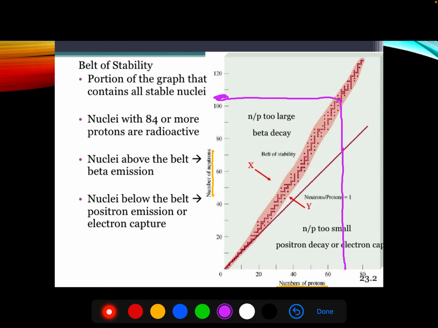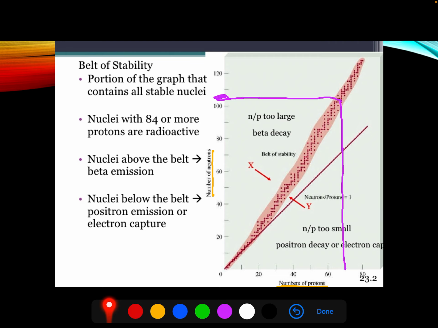That's how you read this graph. You can also read it and not even look at the graph and just do it mathematically and say, well, we know that element 60 is not going to be stable with 60 neutrons because I know it's going to fall below this belt.